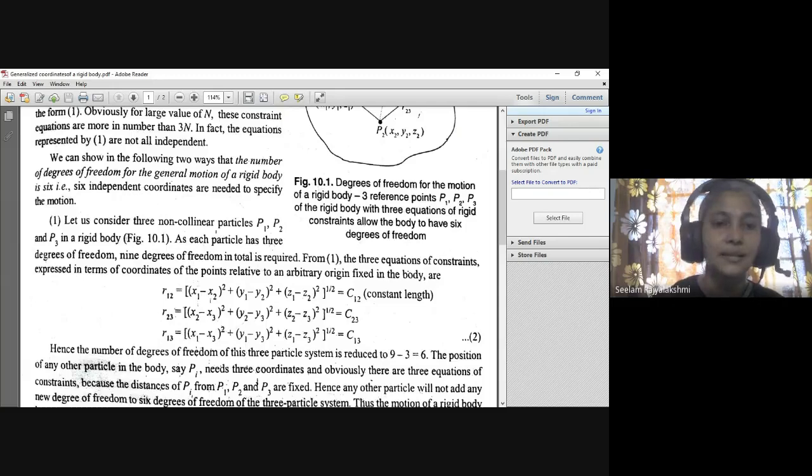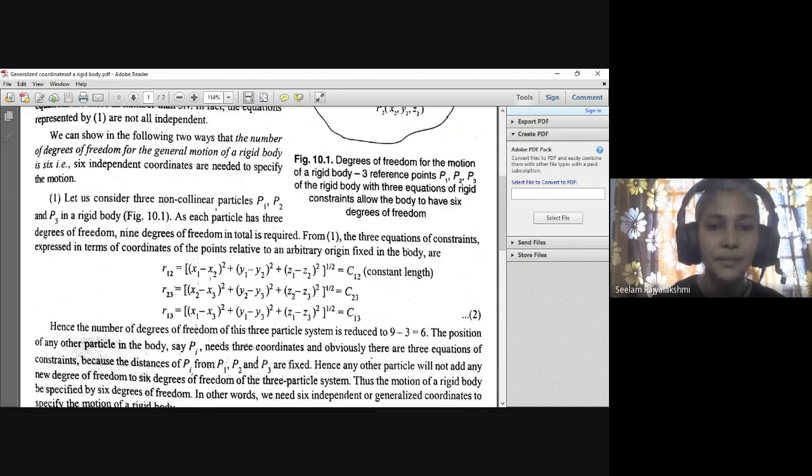So hence the number of degrees of freedom of this three particle system is reduced to 9 minus 3. In total we need 9 degrees of freedom, but here we have these three constraints on the particles P1, P2, P3. So it is reduced to 6 degrees of freedom to define this system of n particles.